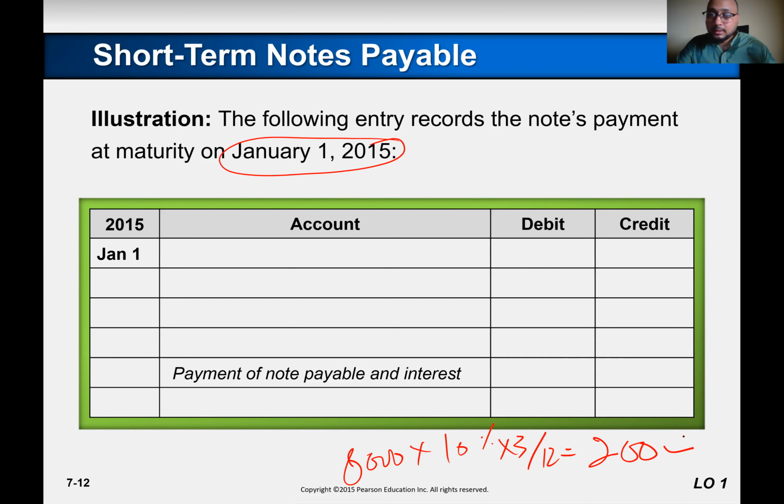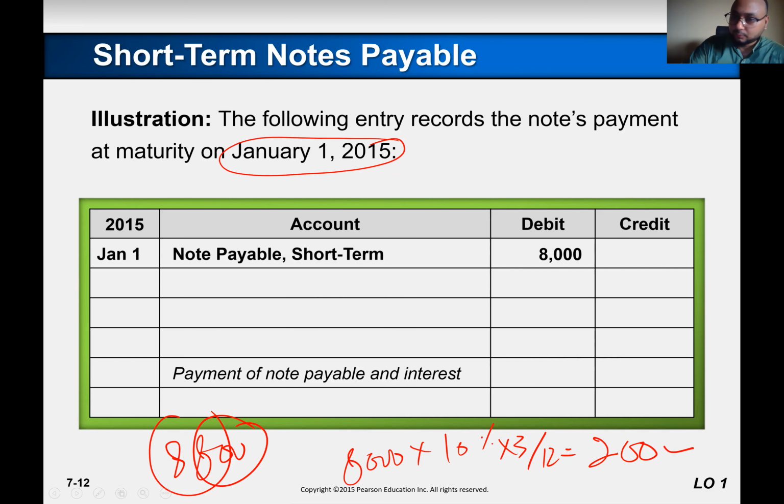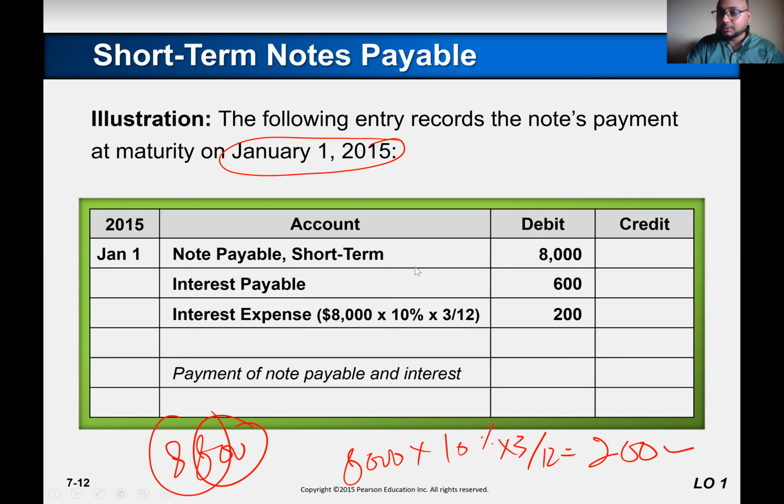We already recorded the interest payable, 600, right? We'll pay back that as well. And how much cash do we pay? 8,800. 800 is the interest, 8,000 is the amount. So the entry would be notes payable retired, 8,000, right? Interest payable, the liability we created last fiscal year. Interest expense 200, this period's interest expense, and to cash, total cash gone out from our pocket, 8,800.